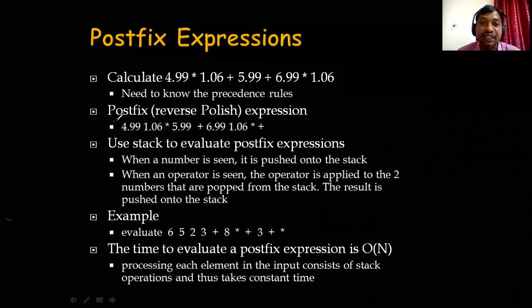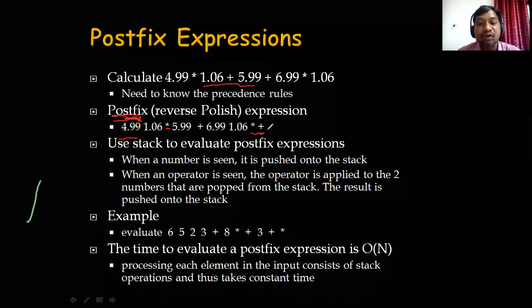This is the postfix expression corresponding to this infix. If you look at the postfix here: 4.99 followed by 1.06 followed by asterisk followed by 5.99 followed by plus followed by 6.99 followed by 1.06 followed by two other operators, asterisk followed by plus.